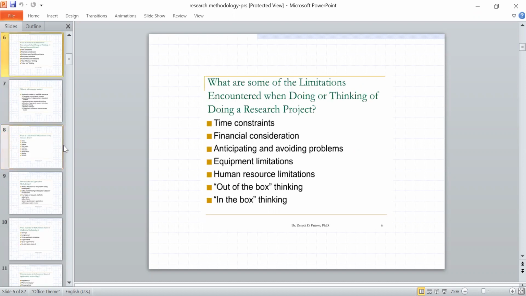So these are some limitations: time, financial, anticipating, and also human resource limitations, out of the box, in the box. Everything you have to plan, that is called a work plan. How much human resource you want, how much fund you want, how to get the fund. Many funding agencies are ready to give funds. Why are many not getting funds? Because they don't have novelty in their work, novelty in their titles. That's why people are not getting funding. Why are others getting it? Why can't you? The major one is novelty.